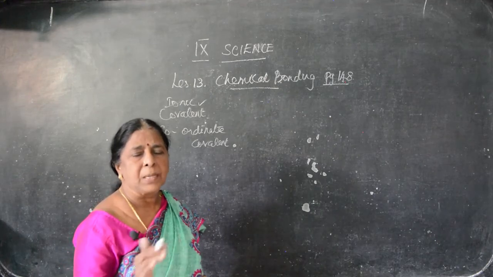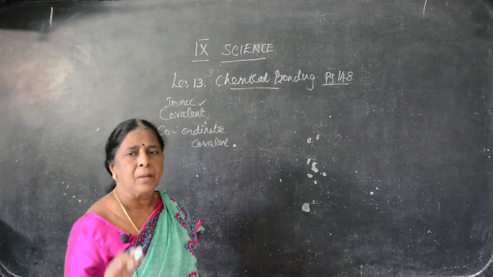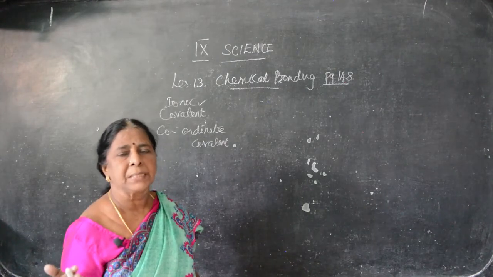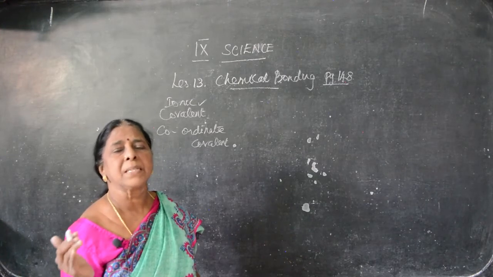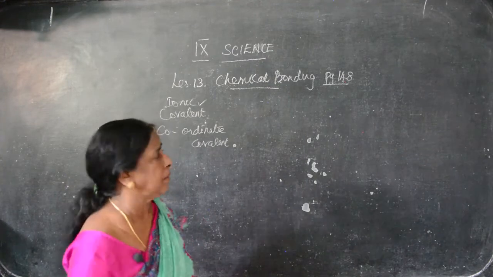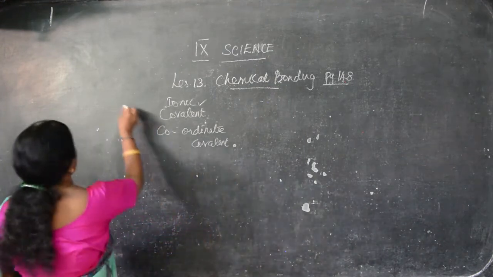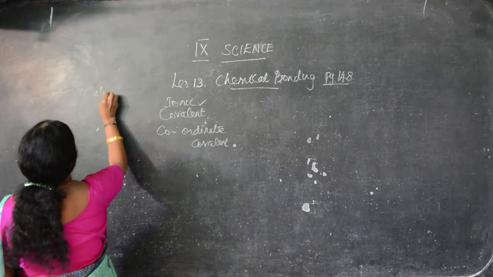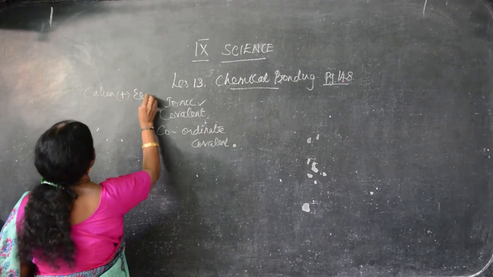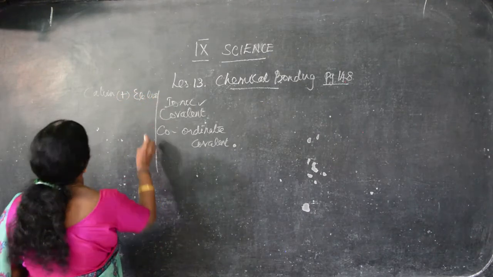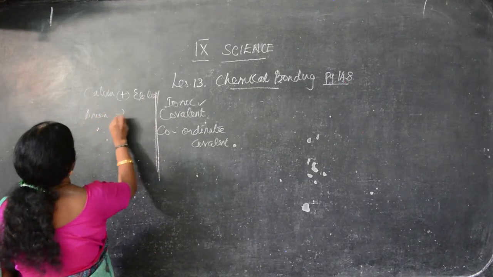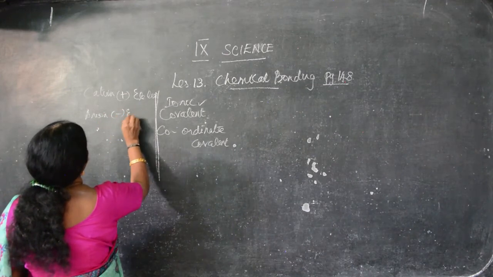Now, what is an ion? Ion means charged particle. If electron is more, that is a negatively charged particle. If electron is less, that is a positively charged particle. A positively charged particle is known as cation, and a negatively charged particle is known as anion. Cation means positive, electron will be less. Anion means negative, electron will be more.